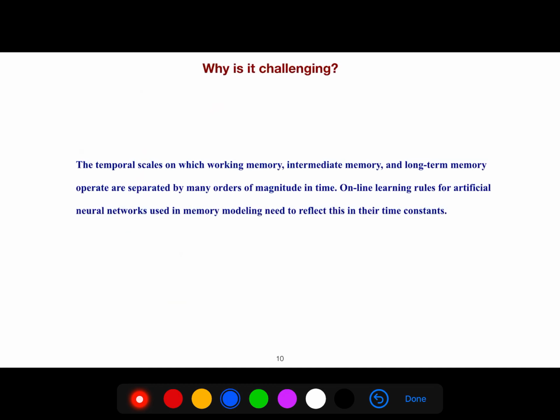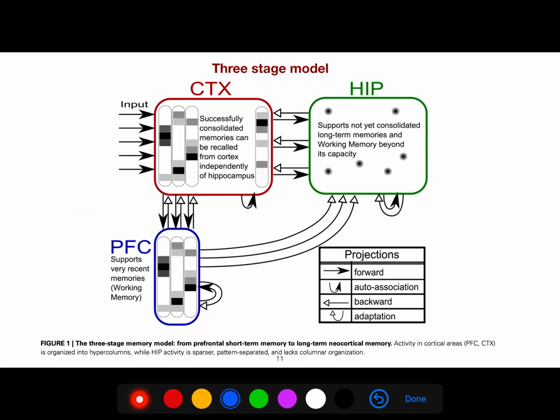So what is challenging? The temporal scales on which working memory, intermediate memory, and long-term memory operate are separated by many orders of magnitude in time. For example, prefrontal cortex is very fast, and after that we have hippocampus, which is intermediate. But there are very long time scales, which are very slow, but it is a part of cerebral cortex, and it's responsible for much reasoning and many things.